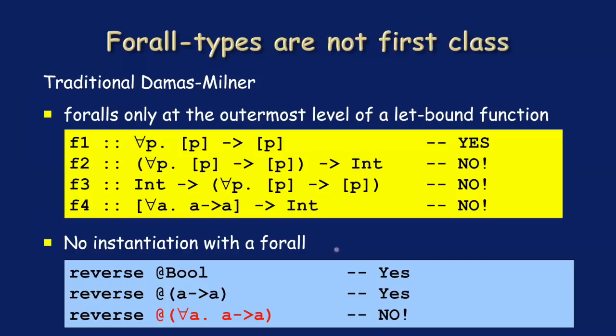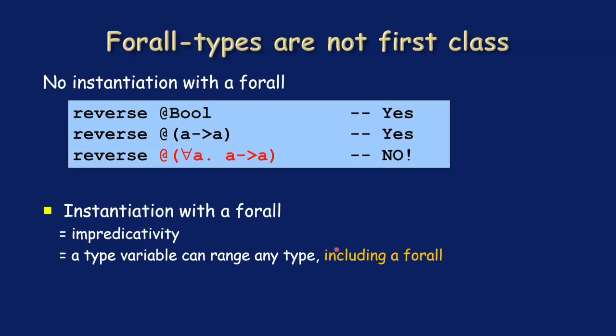So what that means is that forall types, unlike arrow types, are not first class. Right? So another way to say it is we can't instantiate reverse with a forall type. We can instantiate reverse at bool, we can instantiate reverse at a to a, but we cannot instantiate reverse at forall a, a to a. And I'm going to use the word impredicativity to describe this idea of instantiating a polymorphic function with a polymorphic type. That is to say, a type variable can range over any type, including a forall. And Damas-Milner really doesn't allow that at all, and that's what this talk is about.